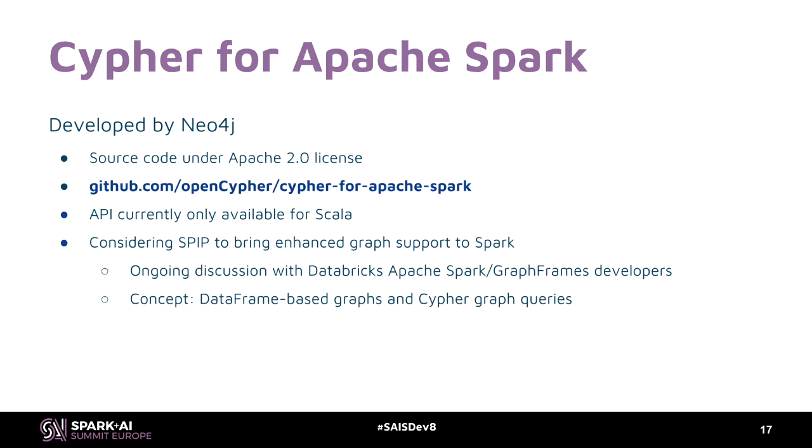Our API currently only supports the Scala programming language, but in the future, we plan to add support for Python, Java, and maybe even R. And since, as a graph company, we would like to bring graphs as first-class citizens into the Spark ecosystem, we are considering opening a Spark improvement proposal to bring certain functionalities of Cypher for Apache Spark into the Spark framework. That is why we are in ongoing discussions with Databricks and the GraphFrame developers. The idea is to bring a data frame-based graph solution that supports Cypher directly into the Spark framework, so that no additional library would be needed.